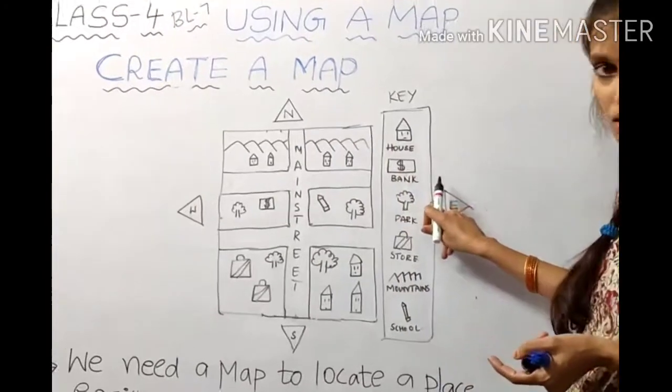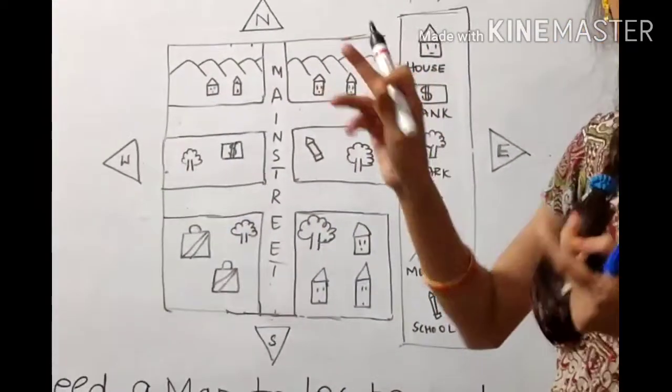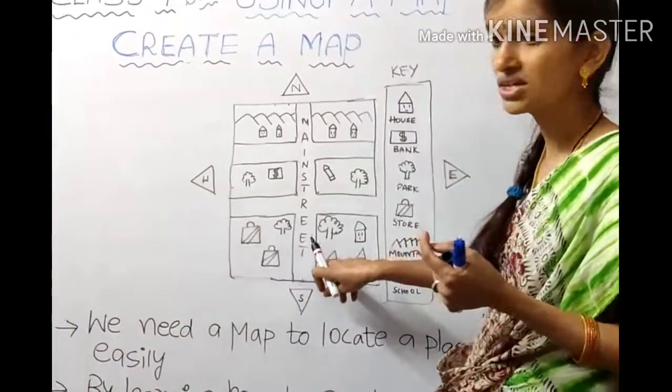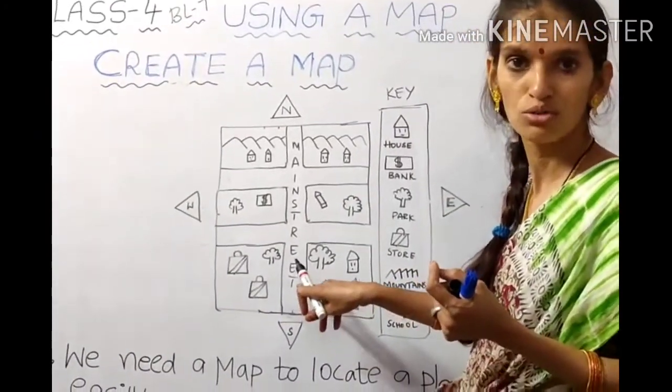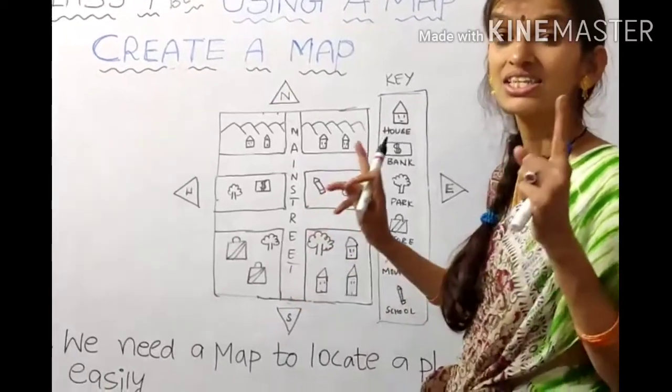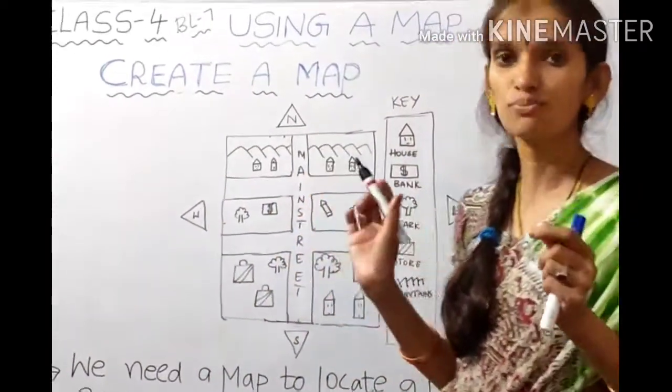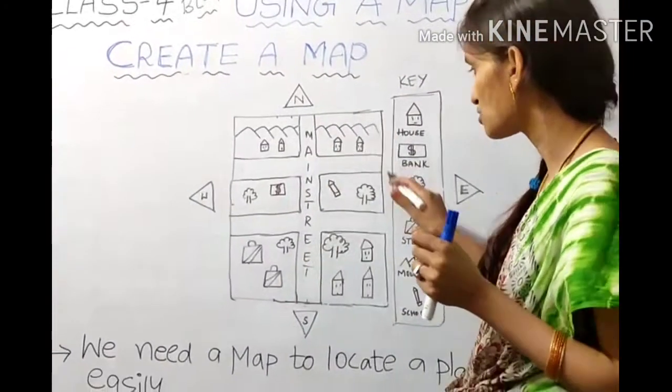The legend is there, the direction is there, I didn't use the colors and the scale is not there. This is not a scale, map not to scale. So it is a sketch map. So what is it? It is a sketch map. So I have drawn a sketch map.